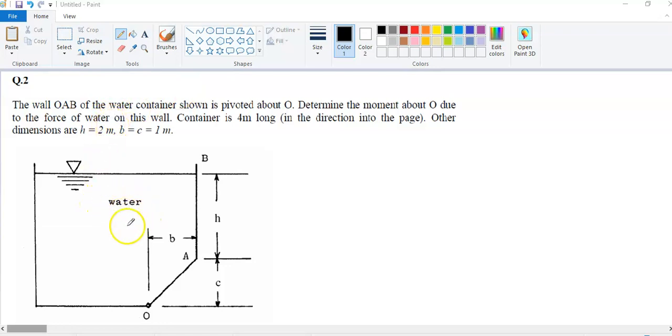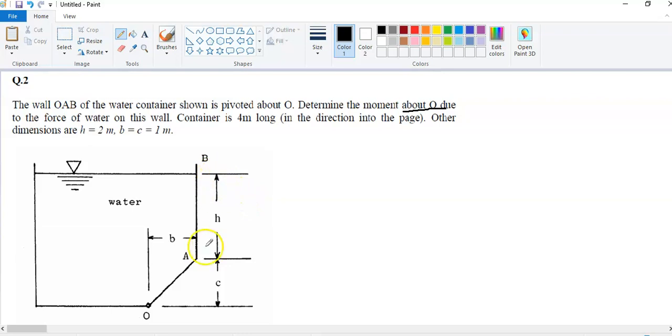So here is the water. If you see, this is the container. This is the free surface. I said earlier this symbol calls the free surface. So this water, we need to calculate the moment about O due to the force of water on this wall OAB.